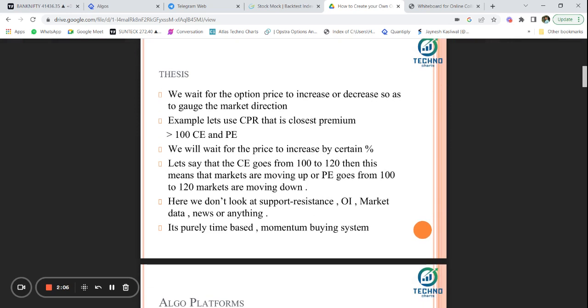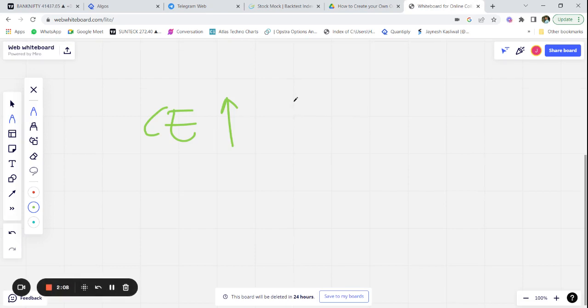So let's assume that the call option that was trading at 110 rupees or 120 rupees increases, the premium increases by 20%. Okay, so what does this mean? This basically means that as the call option price is increasing, Bank Nifty is probably bullish.